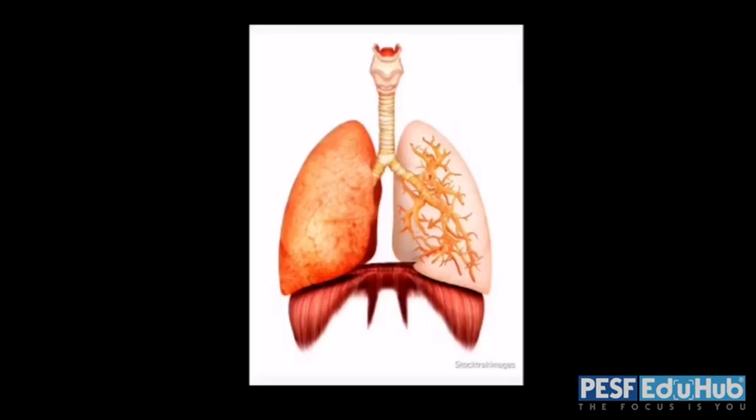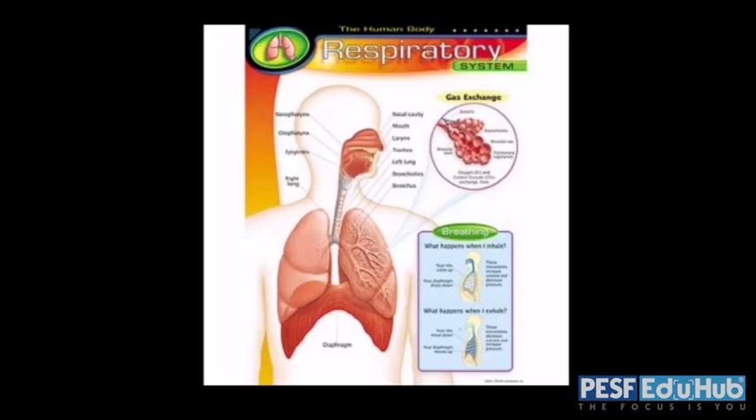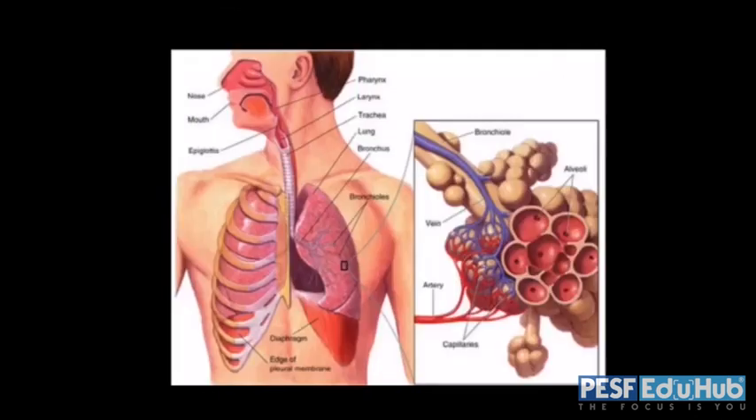This is the larynx, trachea, bronchus, bronchioles, alveoli, lungs, diaphragm. Nasal cavity, pharynx, larynx, trachea, bronchus, bronchioles, pleura, lungs, diaphragm. This is the alveolus, from where gas exchange takes place. The alveolus is thin, permeable, moist and vascular. This is the alveolar sac.